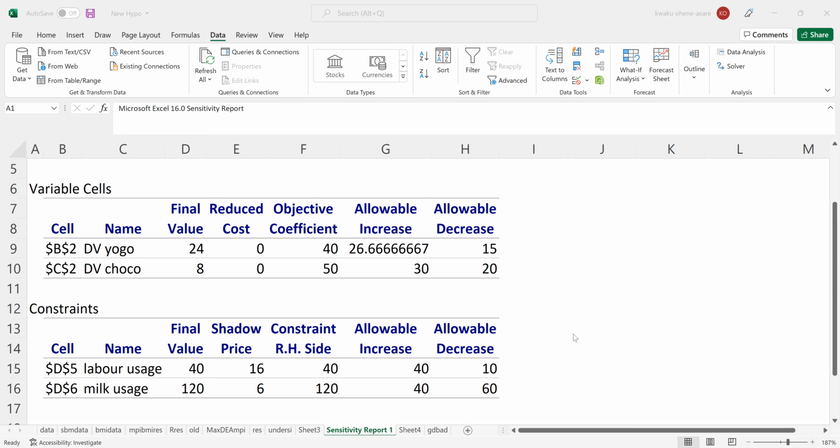What helps you to know the... Yeah, go ahead. I think the final value can help you to know what the optimal solution is.